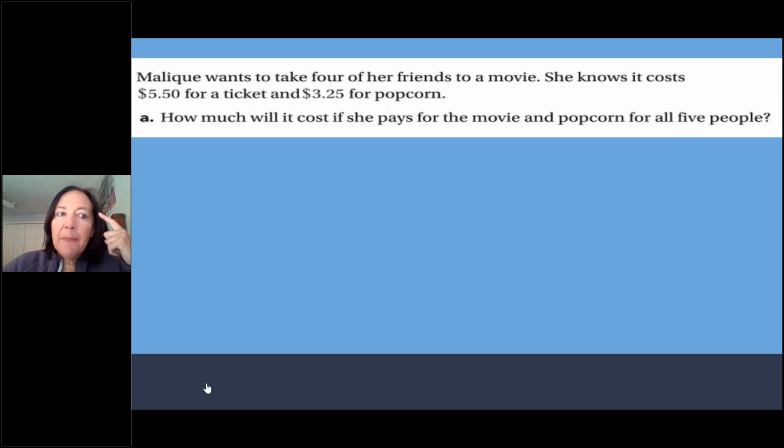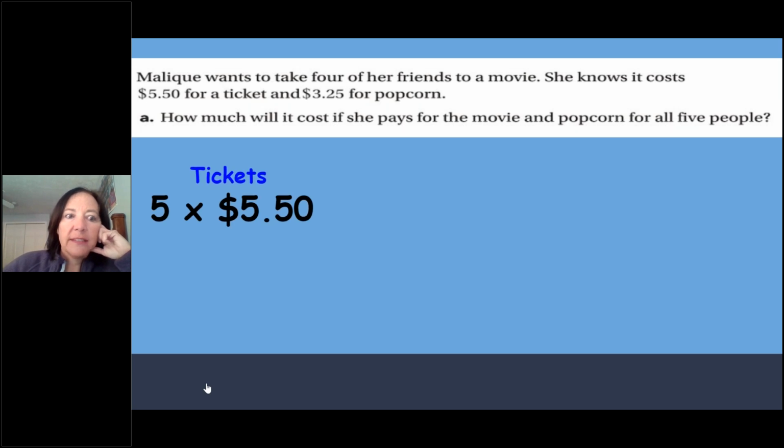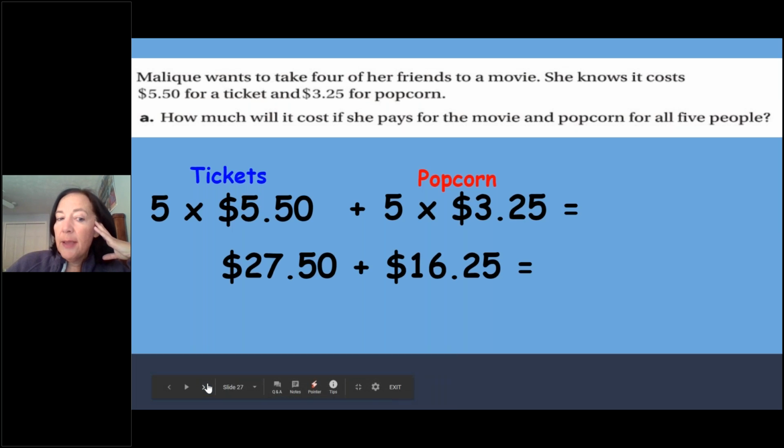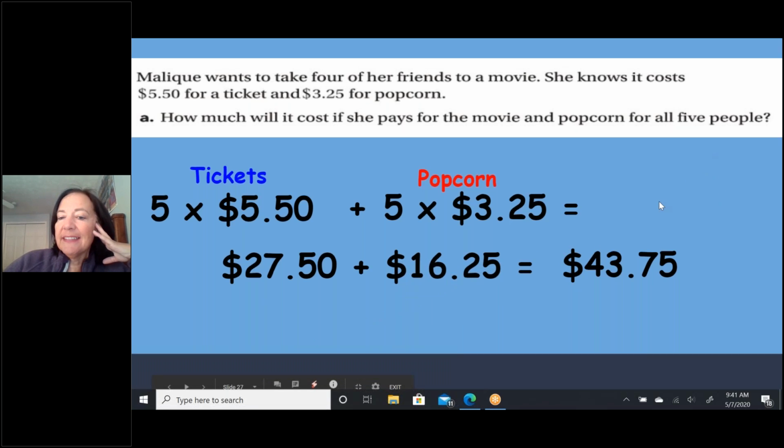We're relying on my memory, but I think that's the correct answer. Let's see what I had. So for the 5 tickets, it would be 5 times $5.50. And then in addition to that, I need to add the cost of the popcorn, which is 5 times $3.25. And that comes to the same thing as $27.50 plus $16.25, which is $43.75. Excellent job on the first try.